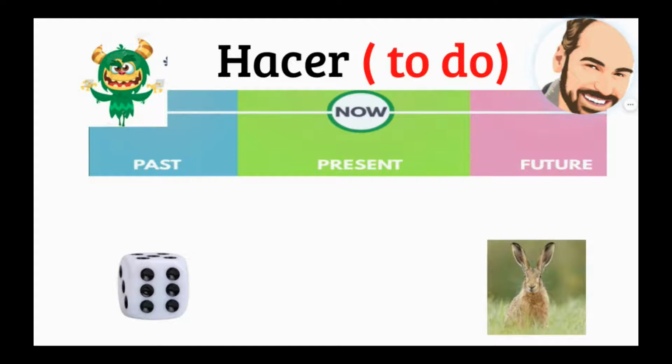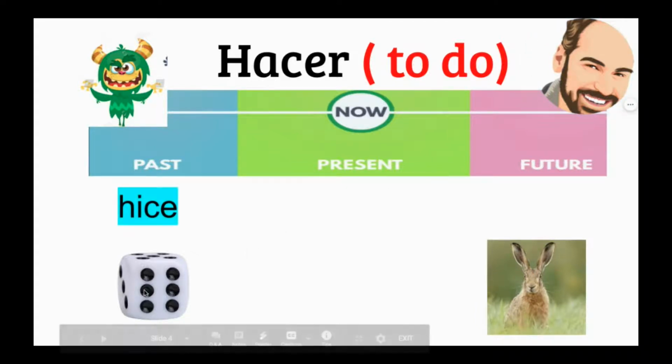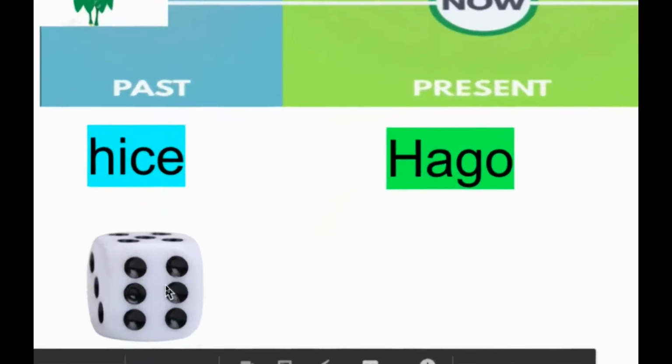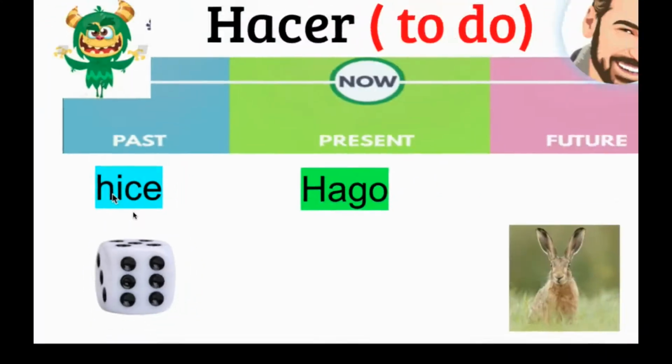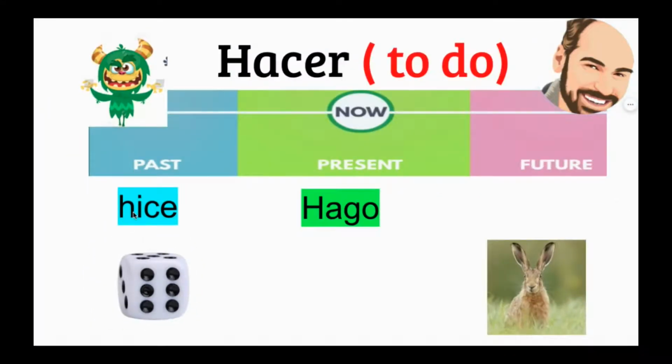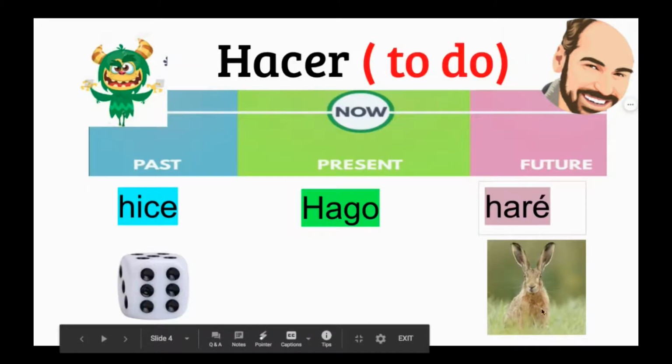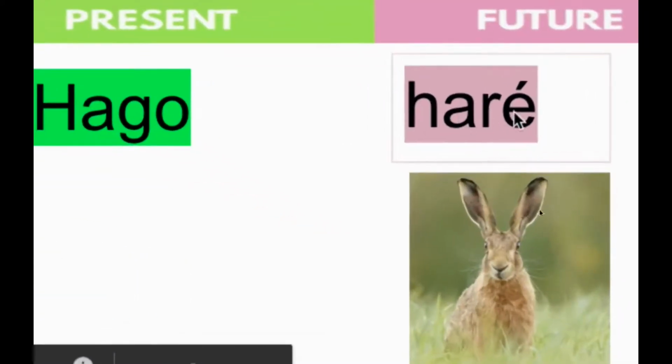So hacer, to do, in the past is hice. I put a dice here because it's similar to dice, but you need to change the D to an H. Dice, hice. Instead of dice, you put an H. Hago is for the present. Hago. And for the future, haré. Haré. And I put hair here because it's pretty similar, isn't it? The spelling.